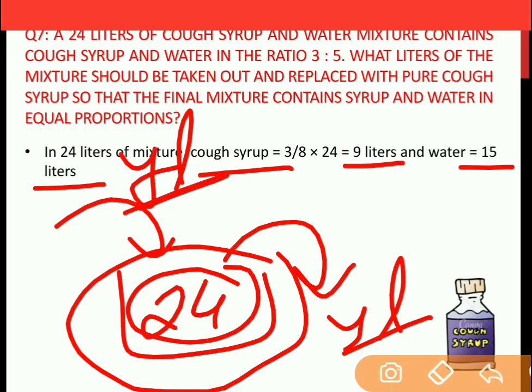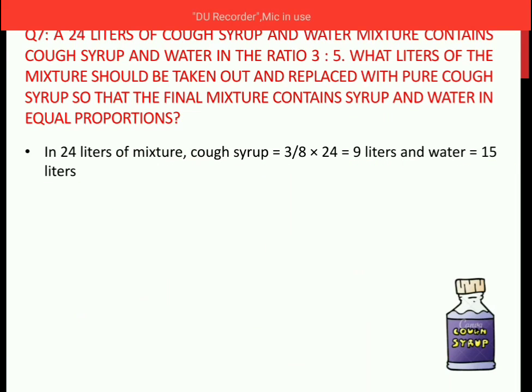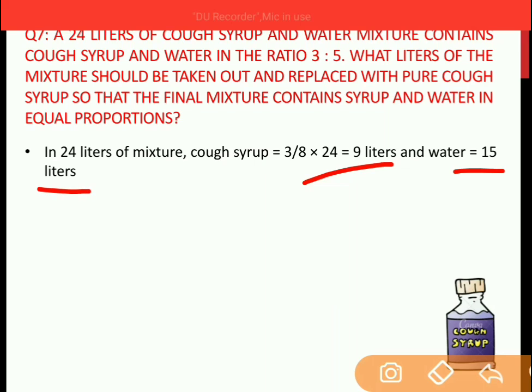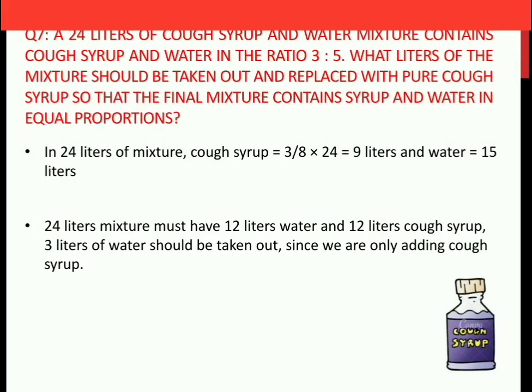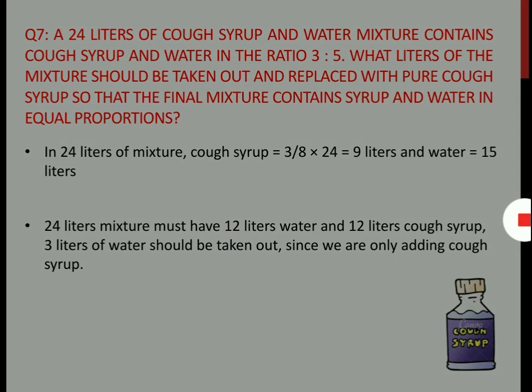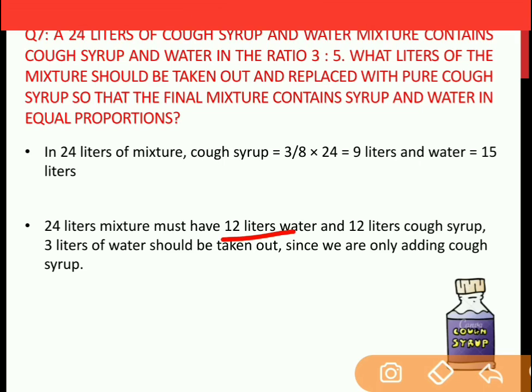So if the mixture is 24 liters, then it contains equal liters of syrup and water, which means 12 liters will be water and 12 liters will be syrup. Now we have syrup as 9 liters and water as 15 liters. So to get the syrup to 12 liters, we need to take out water of 3 liters. So in this 24 liters of mixture, we should have 12 liters of water and 12 liters of cough syrup. It means 3 liters of water has to be taken out.